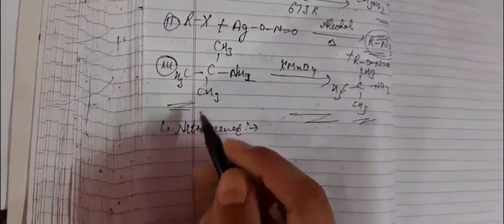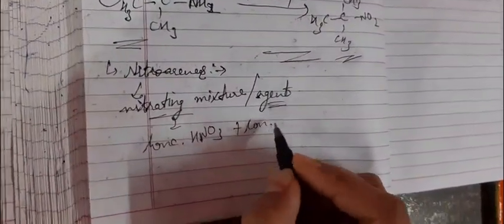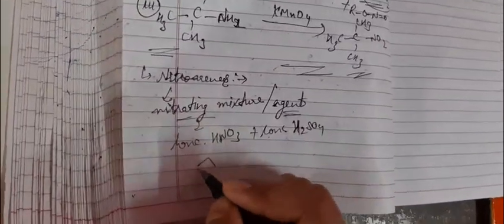The first method to prepare the nitroarenes is by treating them with nitrating mixture, or we can say nitrating agent, which is concentrated HNO3 plus concentrated H2SO4. The reaction is as follows.